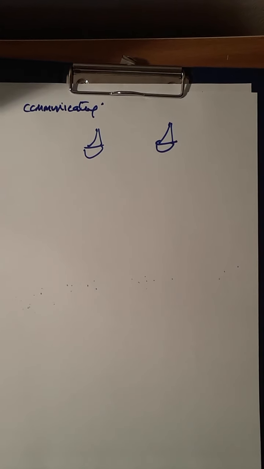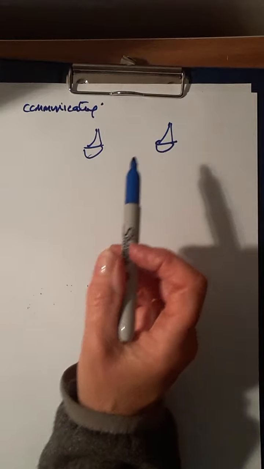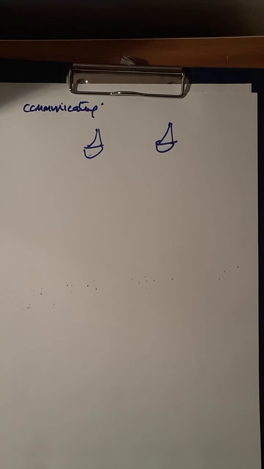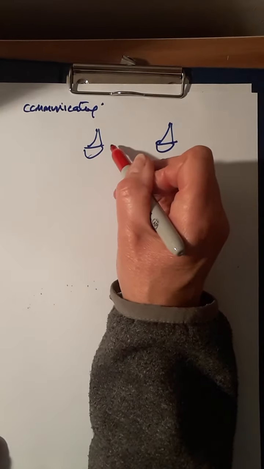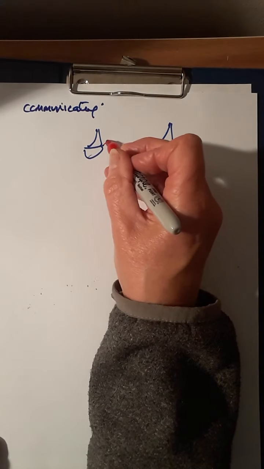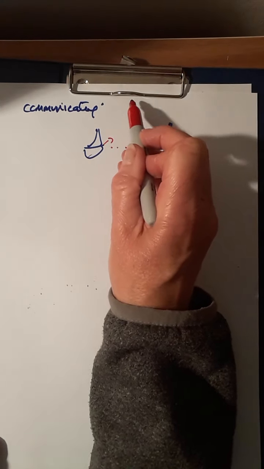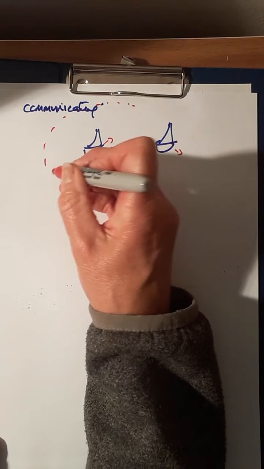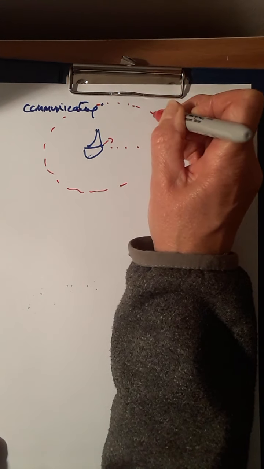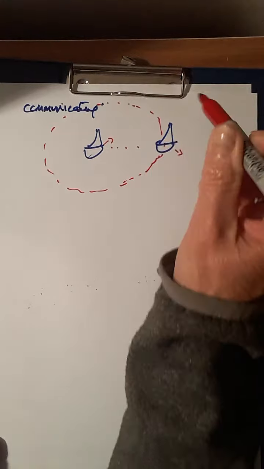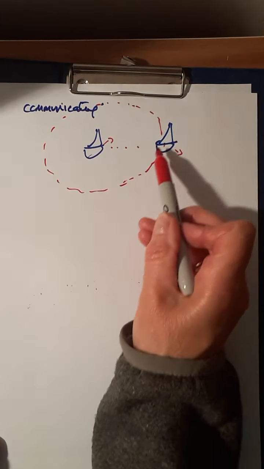So this next bit is about communicating. Let's suppose I've got two ships and they can only communicate with each other once they're within a certain distance of each other. So this is moving off in that direction, maybe that's moving off in that direction. Once they're within a certain range, we say they can communicate with each other. Once they're within that circle, communication can happen, or visibility can happen, or whatever.